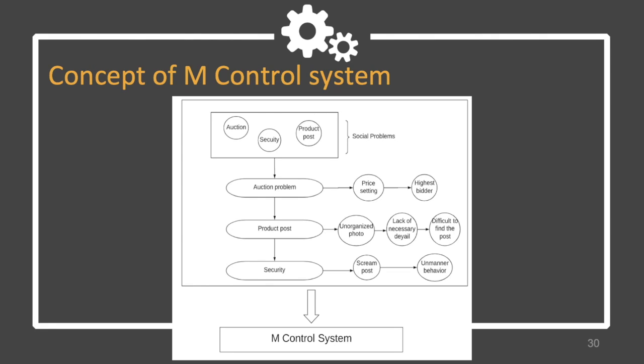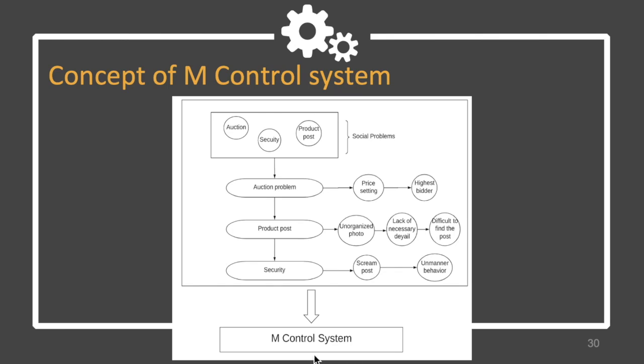Then I will talk about the concept of the M control system. For motivation and existing problems, we found in a Facebook group Thai users who actually bid on products. The auction control unit system is a system that we came up with, the idea of a control system embedded in the existing system in order to maintain the quality of the output and increase efficiency and effectiveness for the Facebook group.